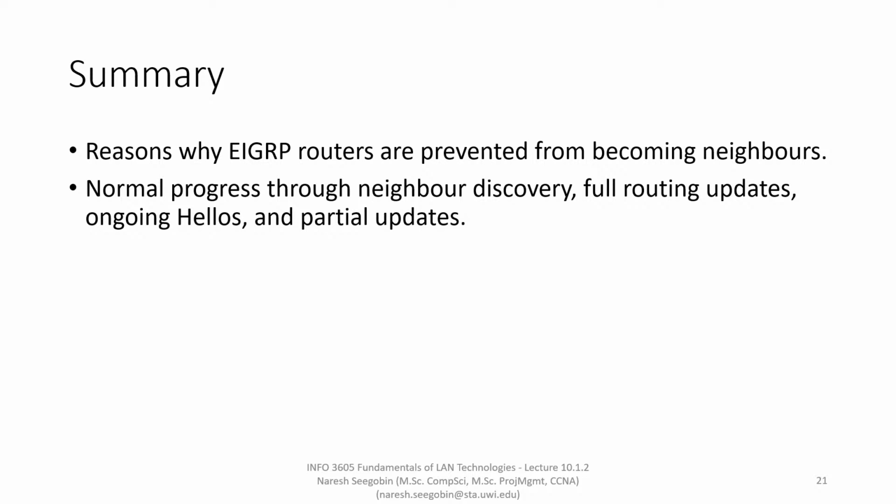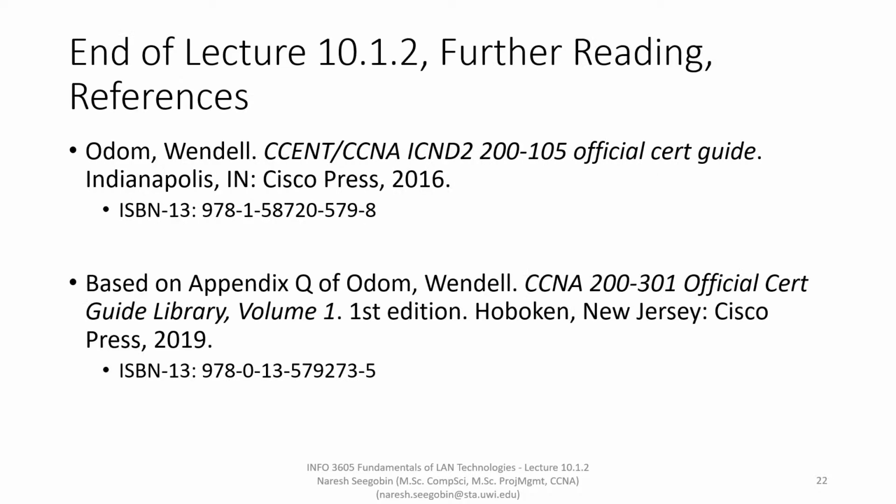Right, summary: why are routers prevented from becoming neighbors? Because of the parameters and stuff, and the normal process of neighbor discovery, updates, etc., and partial updates. Right, so that's the end of 10.1.2.